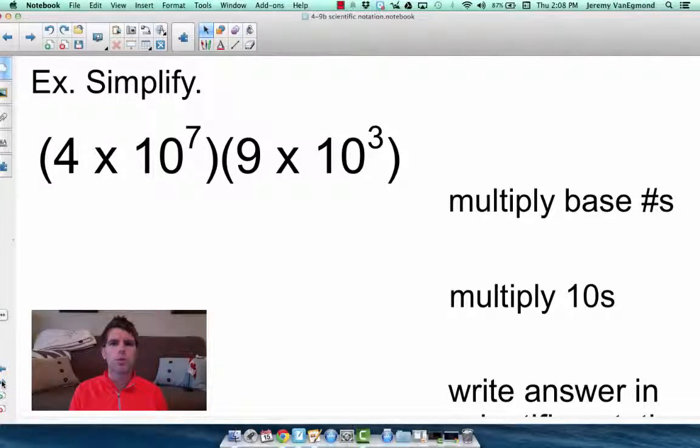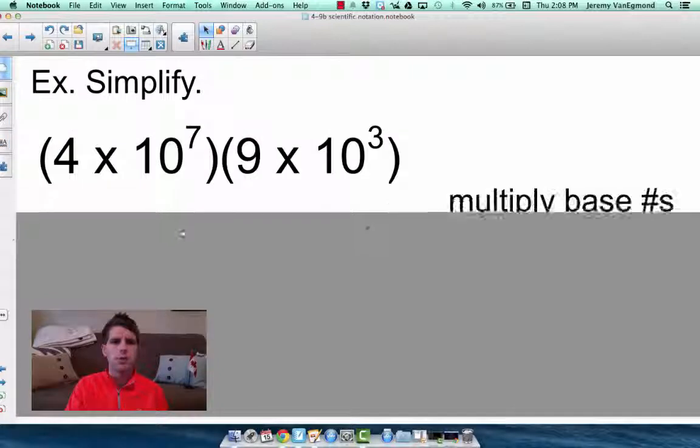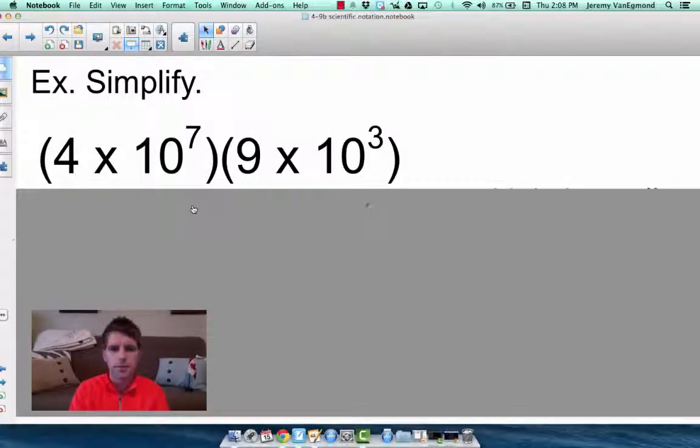So if you would work this out with me here, we're going to multiply these two numbers that are in scientific notation together. The first one is 4 times 10 to the 7th. The second one is 9 times 10 to the 3rd, both representing some pretty big numbers here. We're going to talk about how to multiply them together.